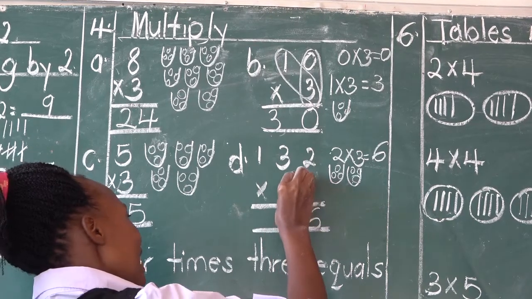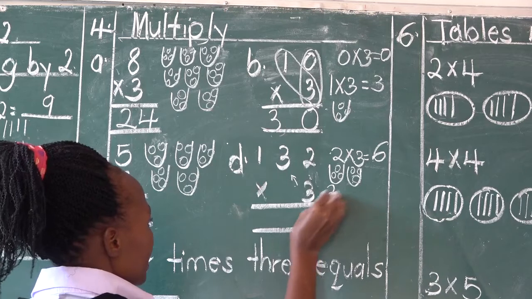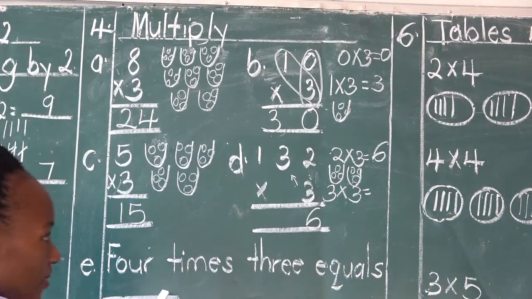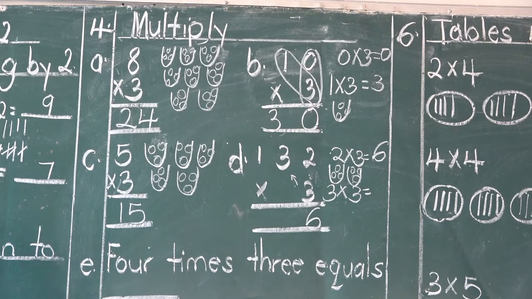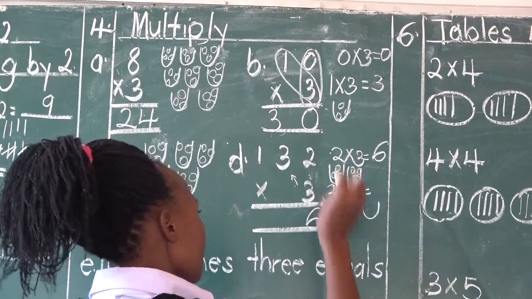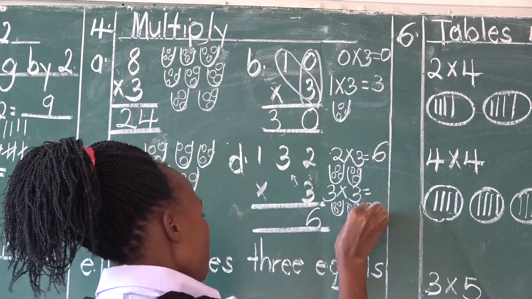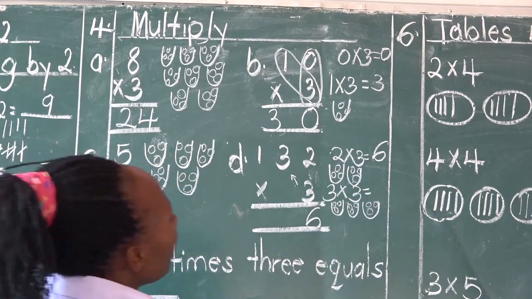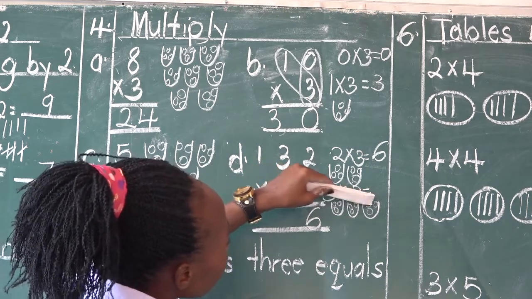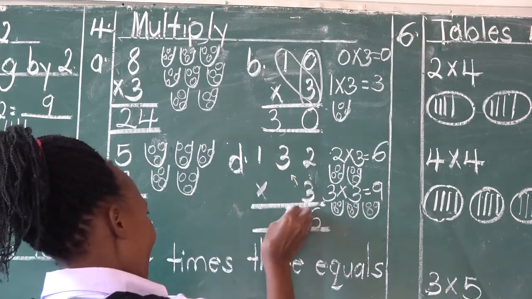Then I come to tens. Under tens, 3 times 3. There we shall form 3 groups of 3, putting 3 in each group: 1, 2, 3. Now we are putting them together: 1, 2, 3, 4, 5, 6, 7, 8, 9. We put our number 9 under tens.